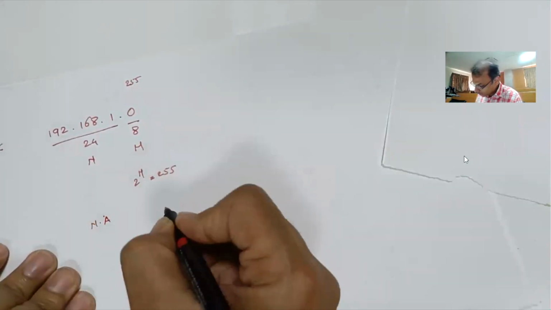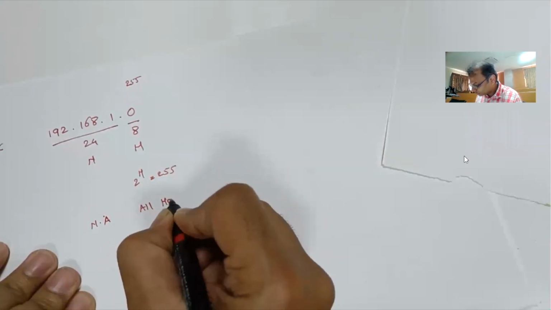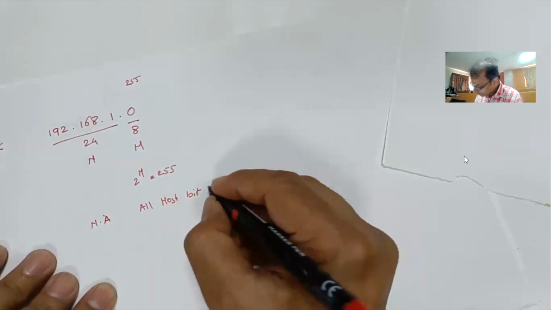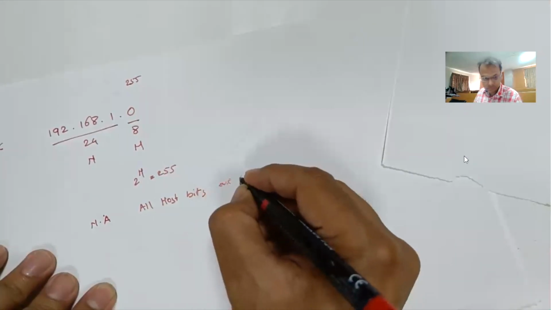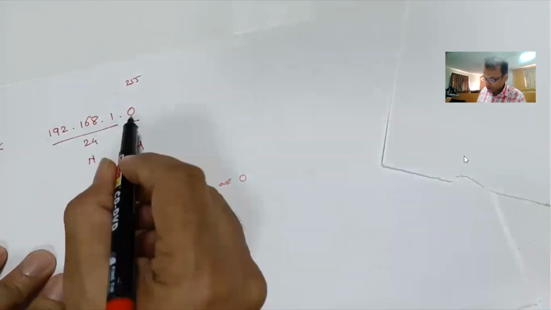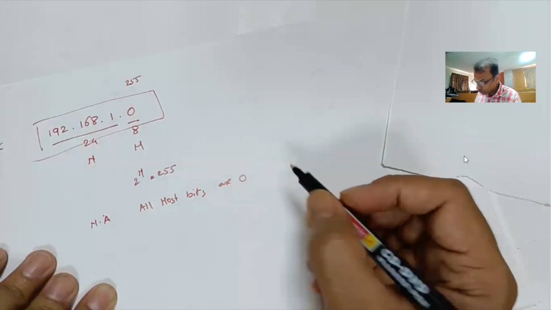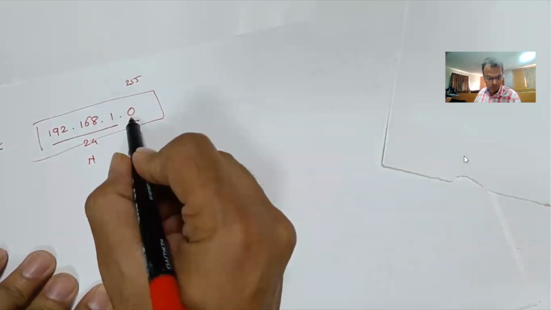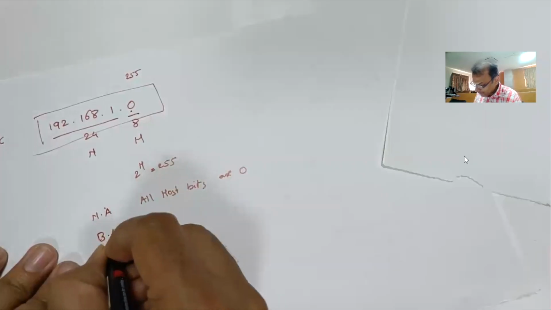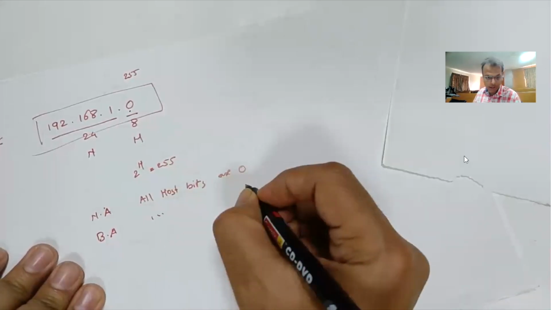Network address is the one where all host bits are 0. If you refer to my last session, that is the network address, and the network address is this one, 192.168.1.0, because all the host bits are 0. And the broadcast address is when all the host bits are 1.